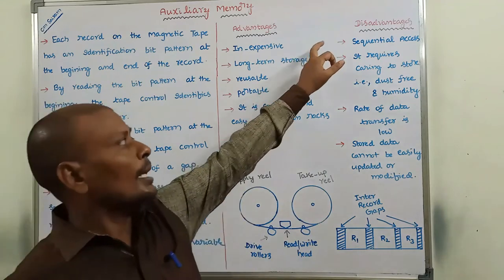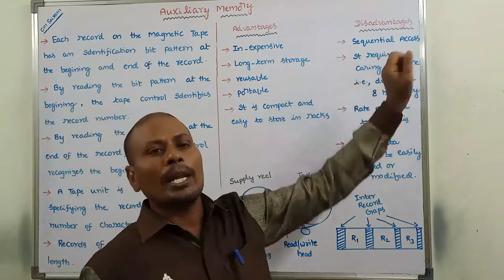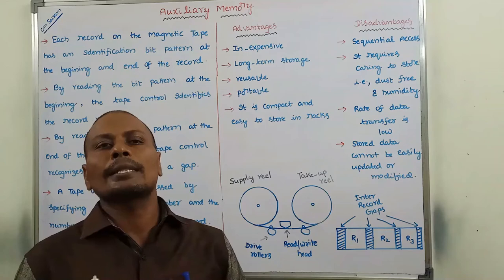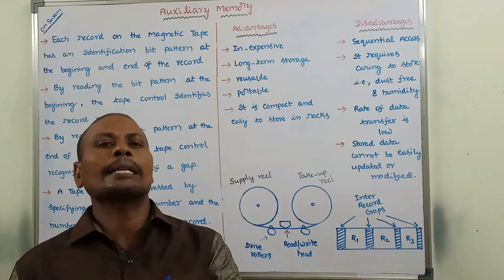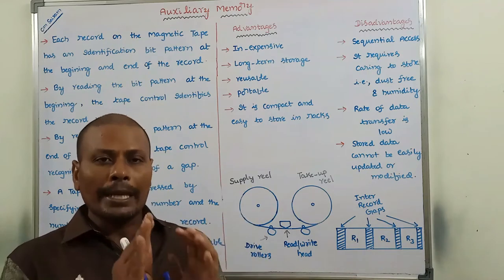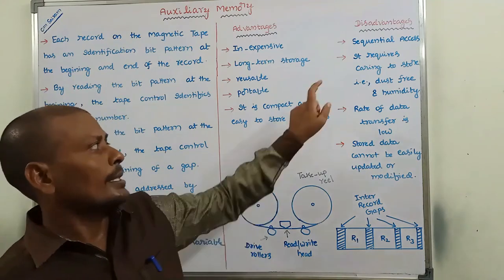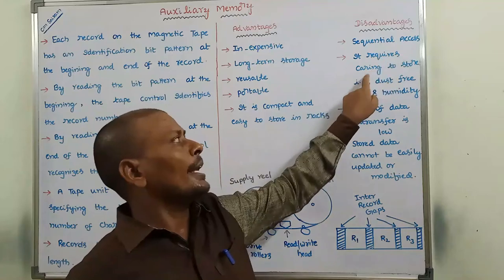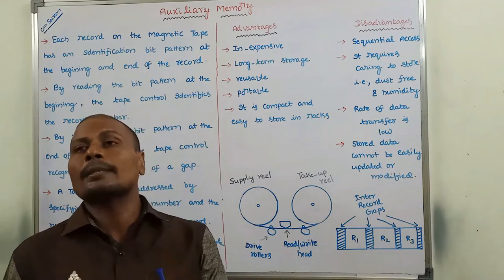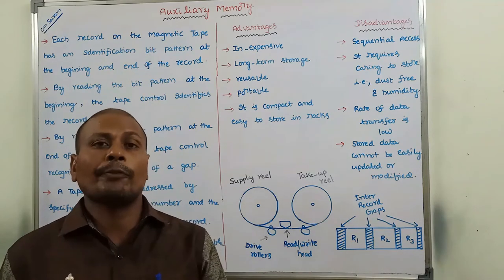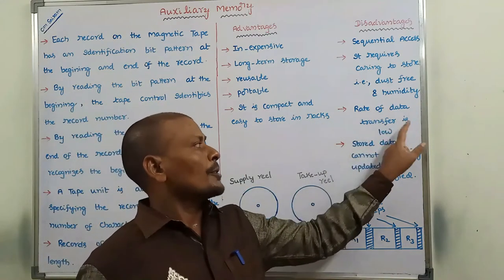Next, what are the disadvantages of magnetic tape? The first one is sequential access. Magnetic tape is a sequential access device. We have to access the data in the magnetic tape in a sequential manner, not randomly. Second point, it requires care to store. That is, the magnetic tape must be kept in a place that is free from dust and free from humidity.